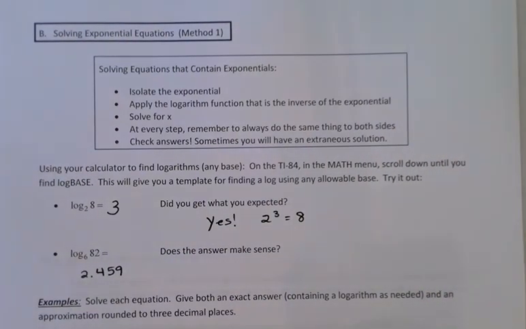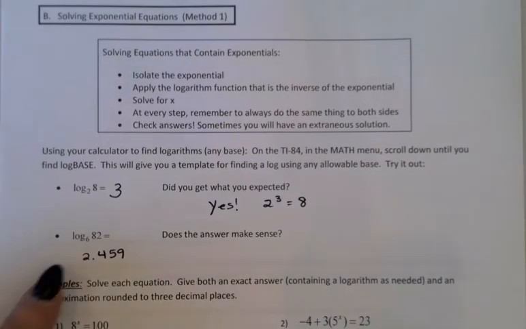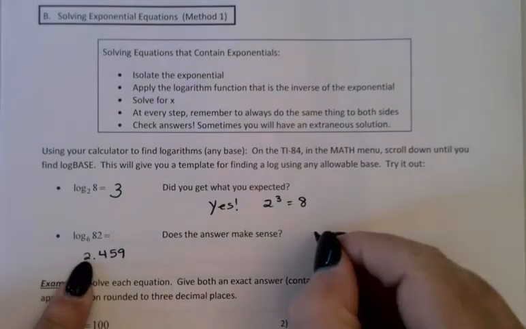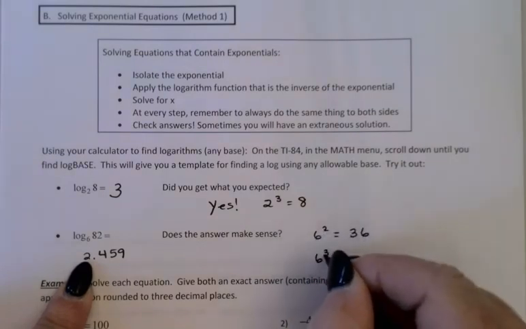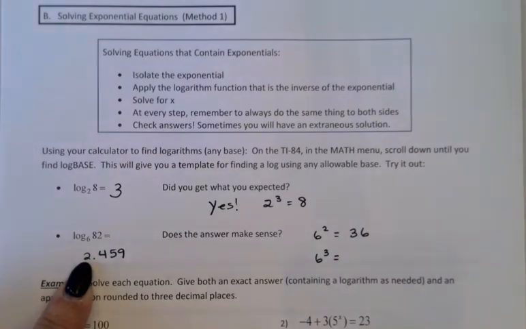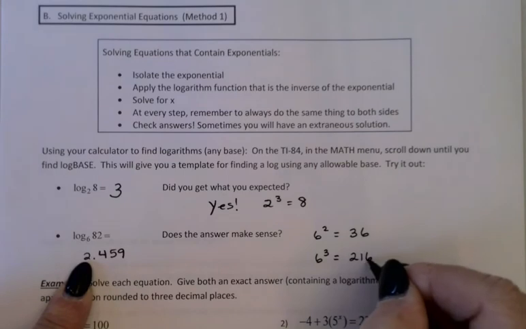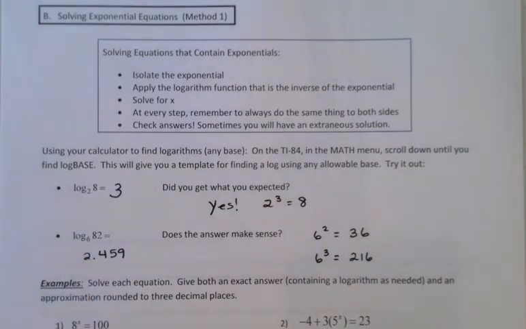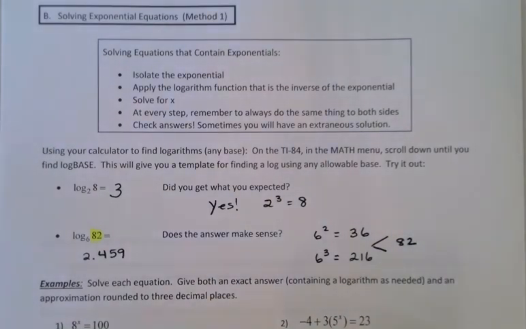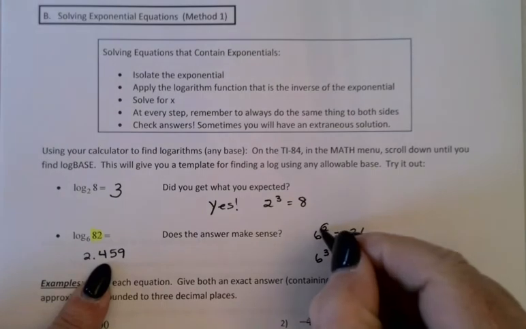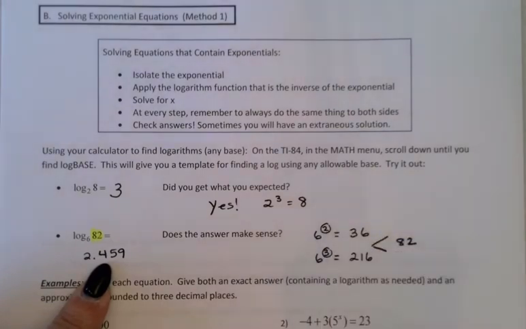To answer the question, does our answer make sense? Well, this is a number between 2 and 3. 6 squared, we know, is 36. 6 cubed, either you know or you can do it on your calculator, is 216. And since our number, 82, is in between 36 and 216, it makes sense that our answer is going to be between the 2 and the 3. So it's logical, even though we maybe couldn't have come up with it on our own.